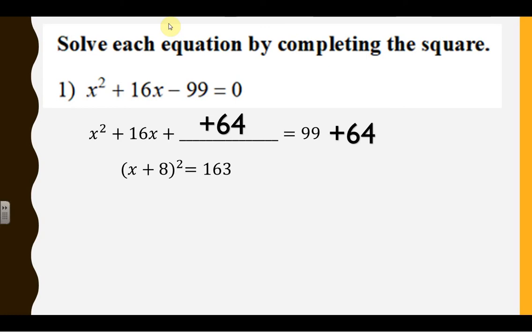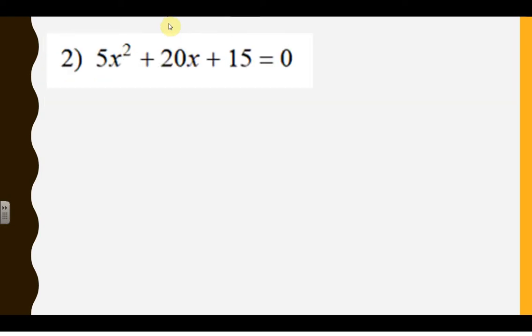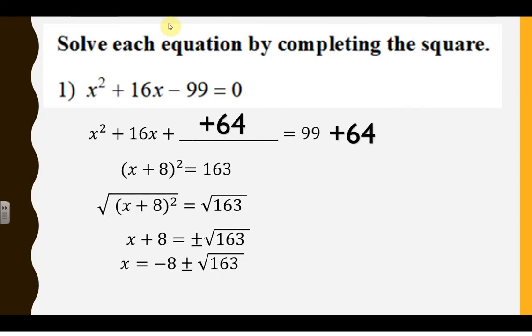Now solve. The entire reason we did that is so we could solve. You can either raise it to the half or take the square root, whatever makes more sense to you. I like to take the square root. On the left, you'll just get x plus 8. On the right, you'll get plus or minus the square root of 163, and don't forget the plus or minus. Then you just subtract 8, and there's your exact answer. You cannot simplify the square root of 163, but if you can, you should. And there's one example.